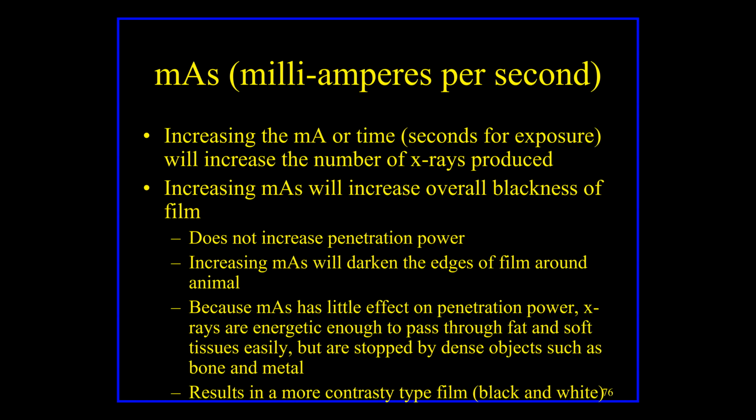So again, we talked a little bit about these terms. The MAS stands for milliamperes. It controls the number of X-rays that come out of the X-ray tube. So when you turn up the knob on your X-ray machine that says MA or MAS, you're going to increase the number of X-rays that are physically produced by the X-ray tube on each exposure. So MAS controls the power of the X-ray tube by increasing the number of X-rays.